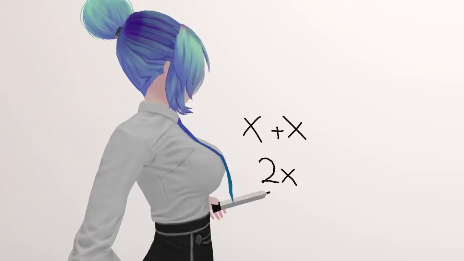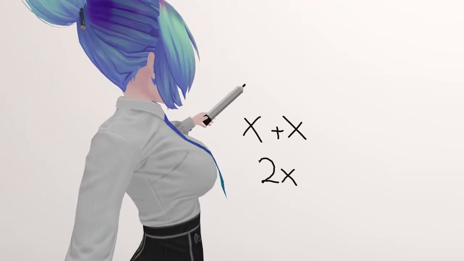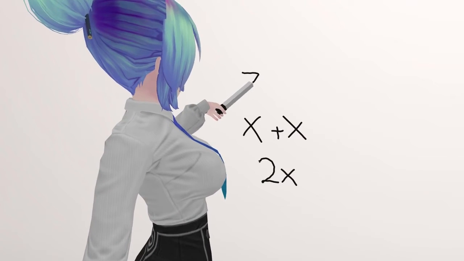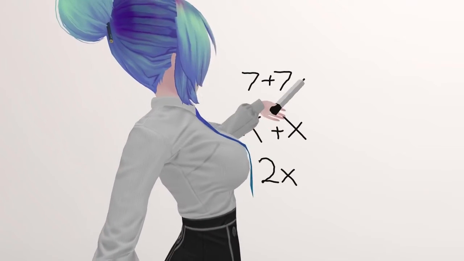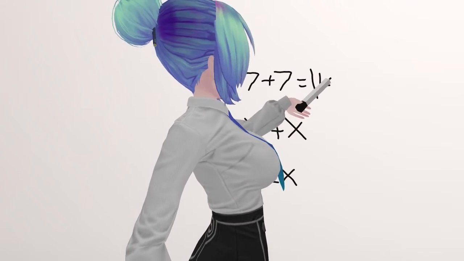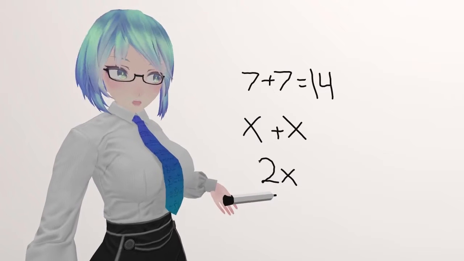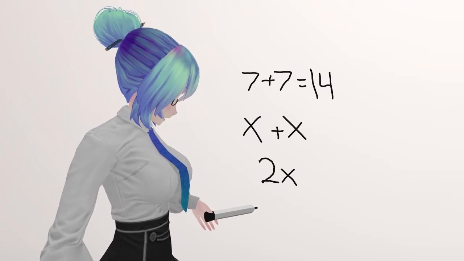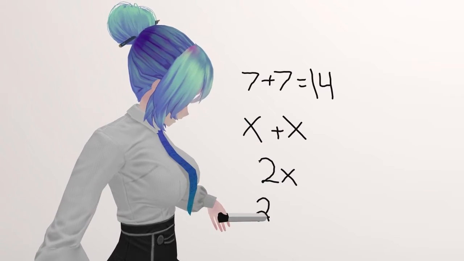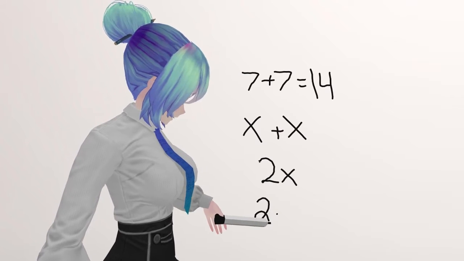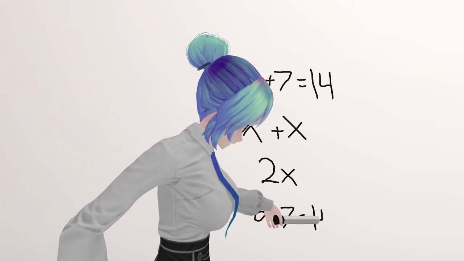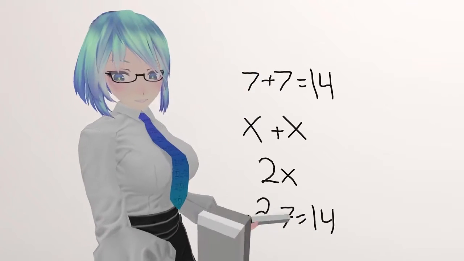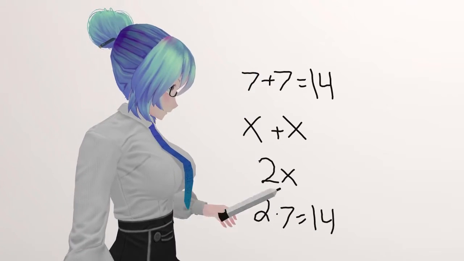Let me show you. Let's say x is 7. What will we get? We'll get 7 plus 7. What's 7 plus 7? 14, right? Now, what's this? This is 2 times x. So we'll get 2 times 7. What's 2 times 7? 14. So there you go. X plus x, 2x.